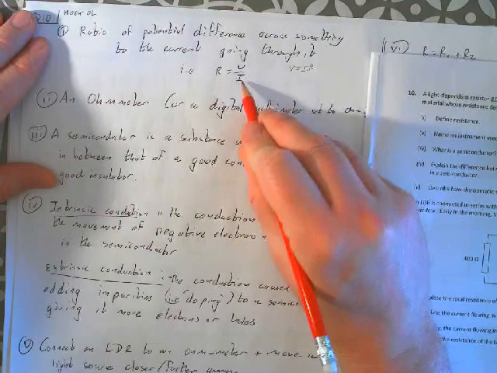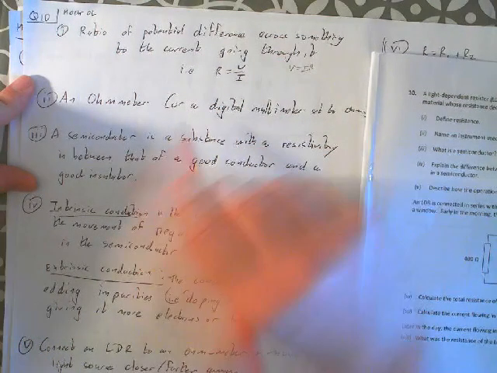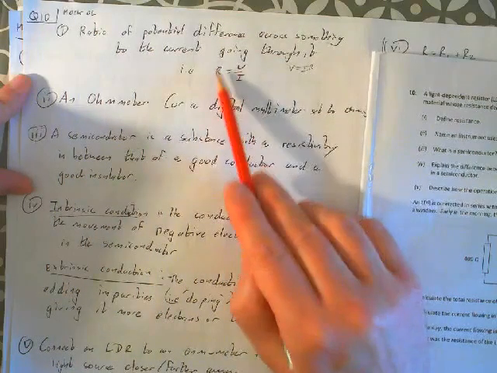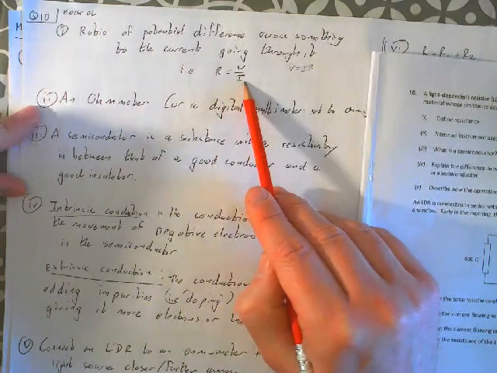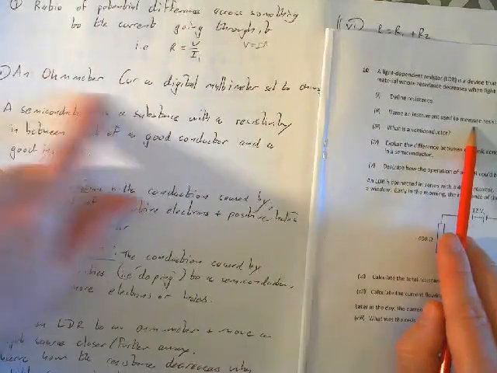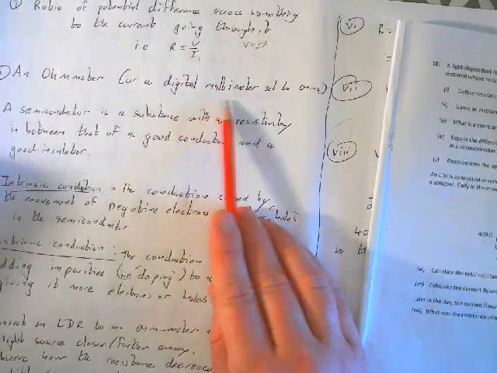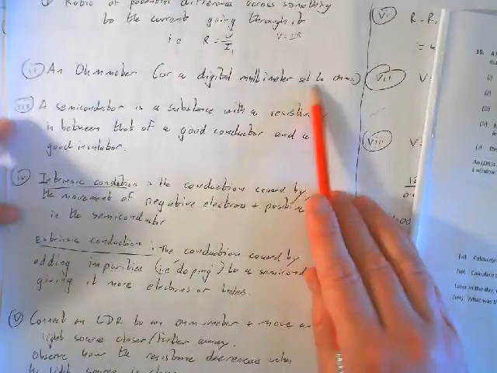So first off, define resistance. If V equals IR, let's just go from there. Even if you're a bit flummoxed in this, you can go from V equals IR straight from your logbook and just rearrange it. Resistance is voltage over current. So the ratio of potential difference across something to the current going through it. That's a more wordy definition.